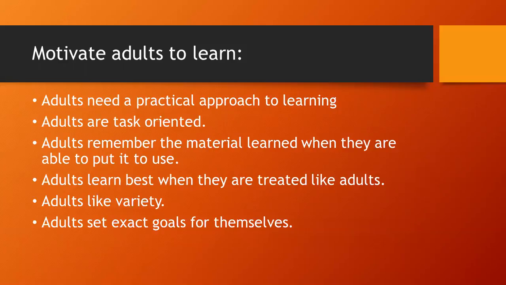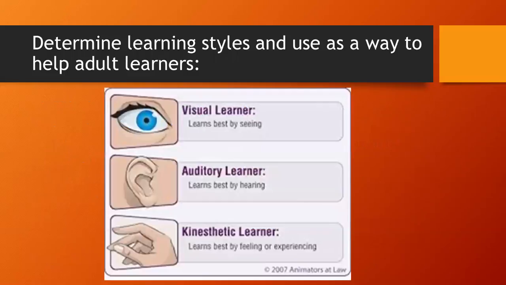Adults like variety. Use various ways to learn the material to determine a learning style. Adults set exact goals for themselves. How am I doing? Am I on task? Determine learning styles and use as a way to help adults learn. Visual learner learns best by seeing. Auditory learner learns best by hearing. And kinesthetic learner learns best by feeling or experiencing.